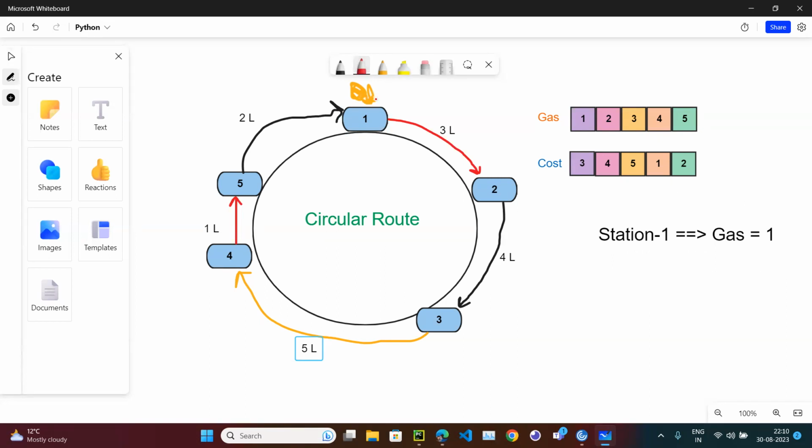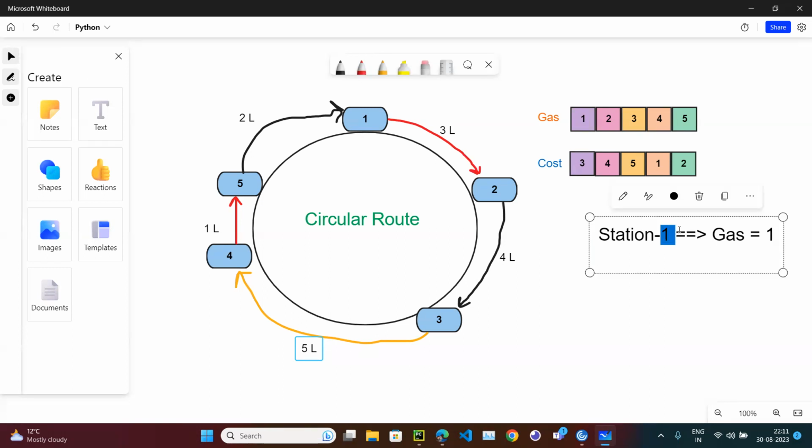One means only 1 liter. So now we start moving. At this point, the 1 liter finishes, because to reach the next station we need 3 liters of gas. They have mentioned that if you want to move from one station to another, you have to check how many liters of gas are needed. If you move from one to two, we need 3 liters of gas, but we have 1 liter and our car stops in between. It means one is not my starting point. Okay, so let's start from another.